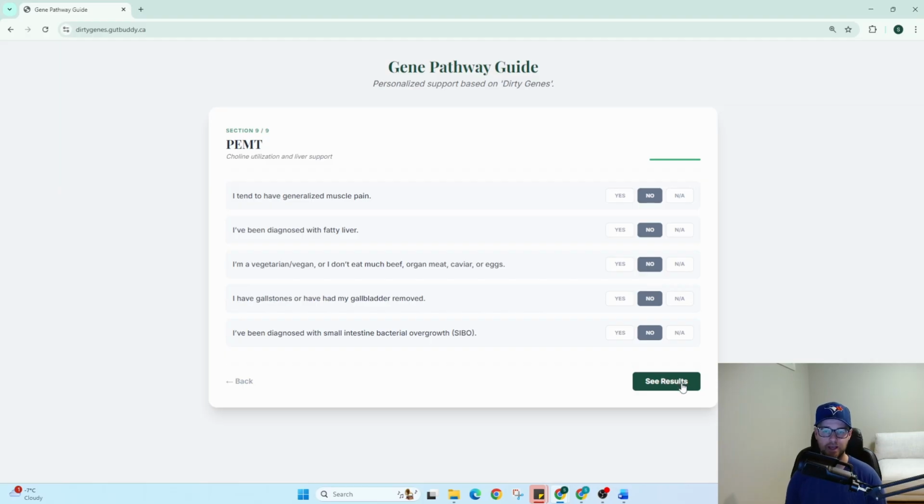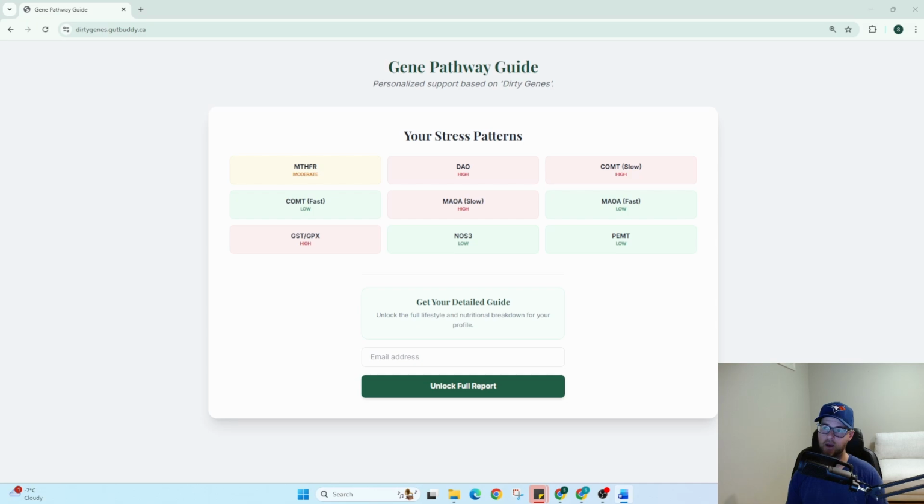When you're done with that, that's the last section, and you can click See Results. All right, so what you're going to see now is the summary of your results. Each pathway is shown as either low, moderate, or high stress. And this is really where interpretation matters. High doesn't mean bad, low does not mean ignore. Think of it as a prioritization tool. If one or two pathways stand out, those are areas where your body may be working harder right now.